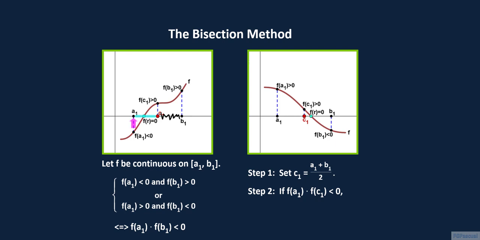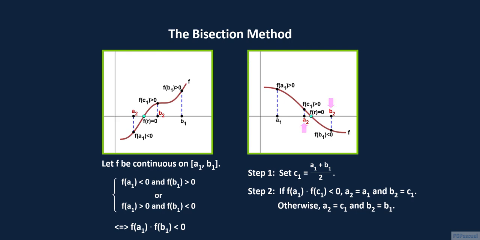And so a sub 1 becomes the new left endpoint a sub 2, while c sub 1 becomes the new right endpoint b sub 2. On the right graph, the product of f of a sub 1 and f of c sub 1 is greater than 0. In such a case, c sub 1 becomes the new left endpoint a sub 2, while b sub 1 becomes the new right endpoint b sub 2.